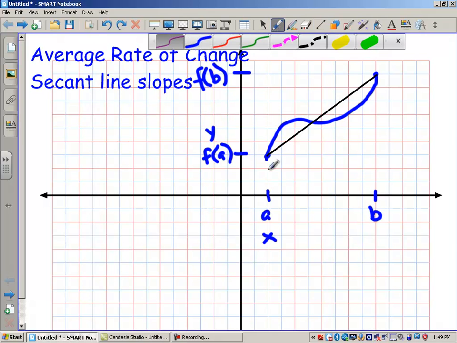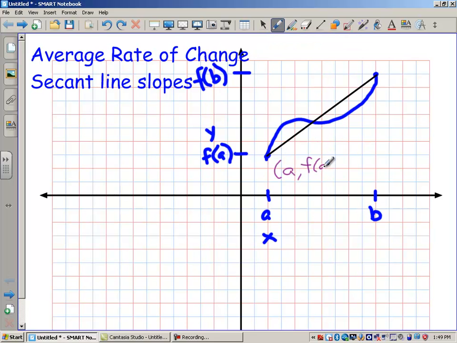So I've got a point A, comma, f of A. That's right here. And I have another point over here, B, comma, f of B. Now, how do we find slope between 2 points? Well, you know your formula is y2 minus y1 over x2 minus x1. That's on your chart.